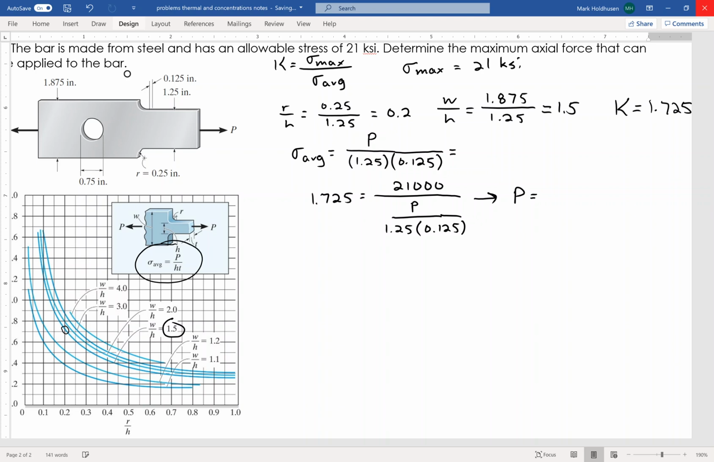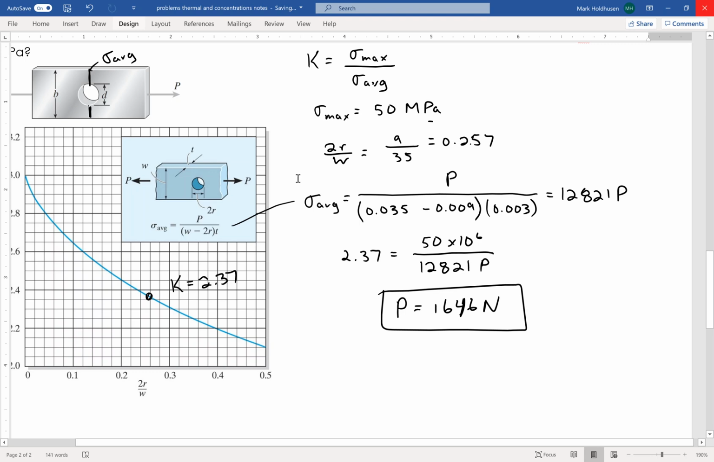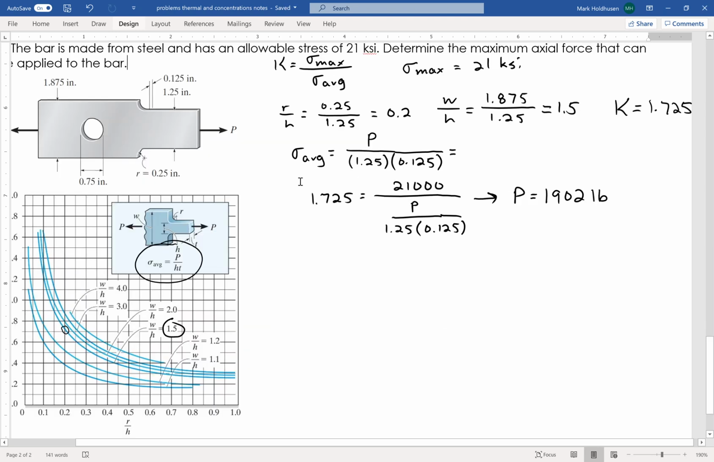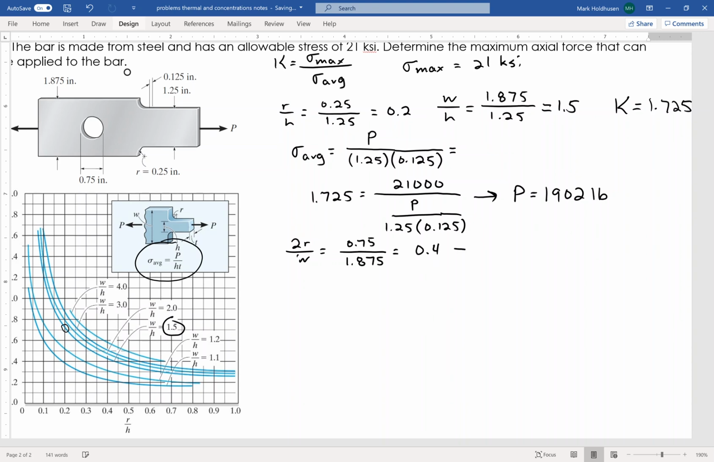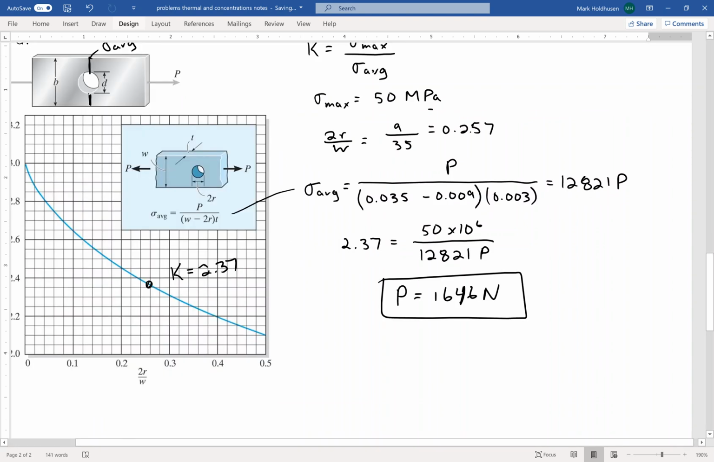Okay. So I'll have to do the same thing for that circle that I've got there. On that circle, I have to use this equation up here, which is 2R over W, and then I can find my K from that. So 2R over W on this guy, again, 2R is just the diameter, which is 0.75. W is 1.875. So that is 0.4. So using that and the equation from up above, I go to 0.4. You can see that is just a hair below 2.2. We'll call it 2.19 for K.